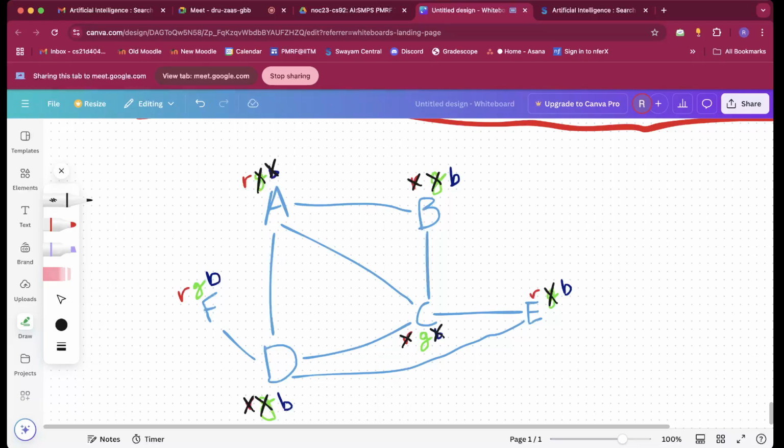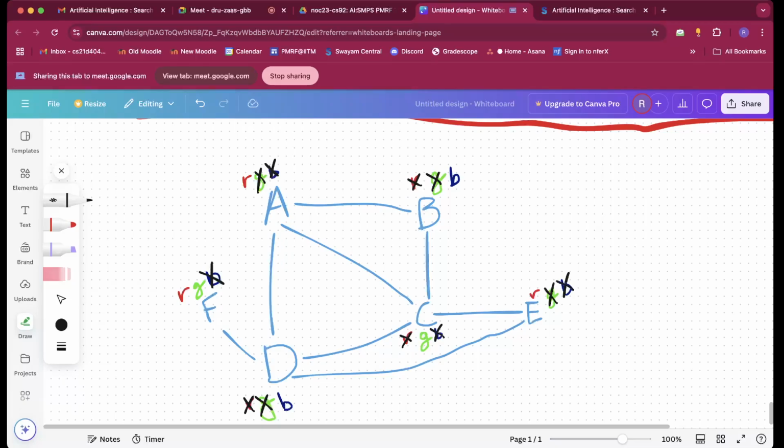Okay, now in the next order, D should be assigned a color, right? And D has only one option left, which is blue. So D will be assigned blue, and because D is assigned blue, blue cannot be assigned to F, right? And blue also cannot be assigned to E, because they both are connected to D.